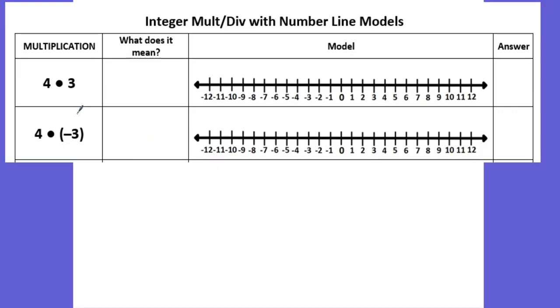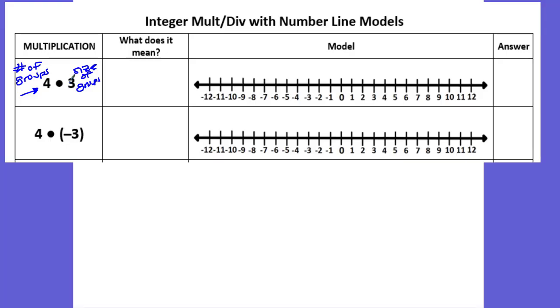Okay, the first problem that we're going to model is 4 times 3. What exactly does it mean? Well, if you've already watched the integer chips video, then you know that the 4 represents the number of groups. We want 4 groups. And the 3 represents the size of the groups. Since we are going to be modeling on a number line, the size of the groups represents how many units are in a hop.